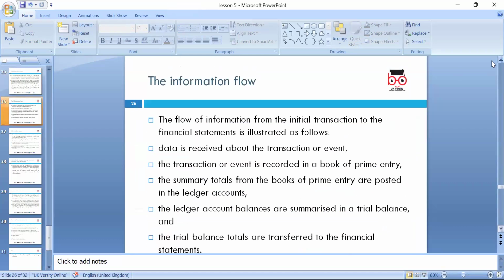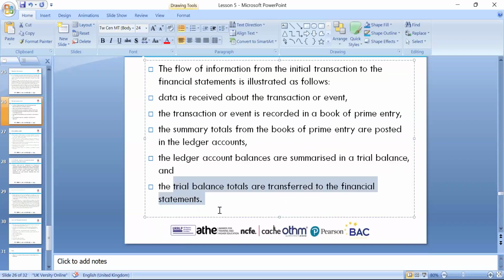Okay, then we look at information. Data received from initial transaction events is recorded in accounting. We look at the cash book. Those are known as the prime books: sales day book, purchase day book. So we have all the information. On the basis of this, we prepare the trial balance. From the trial balance, we prepare our final accounts, like the profit and loss account and balance sheet.